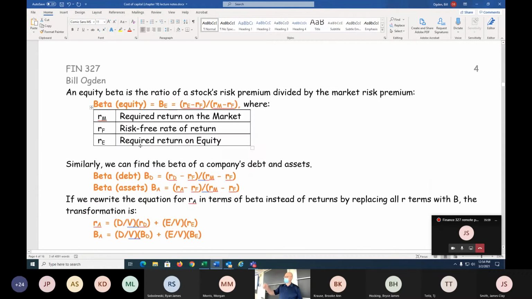Hold on to your reins. We're going to jump into Excel pretty quickly here. All right, so equity beta, this is the one we see in all of our classes. It's the return on equity minus the risk-free. So that's one risk premium: the risk premium on the equity divided by the risk premium on the market.